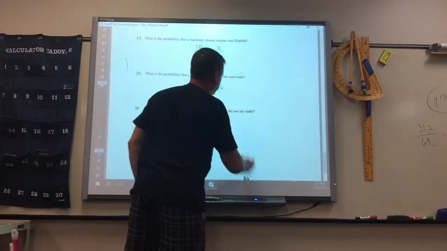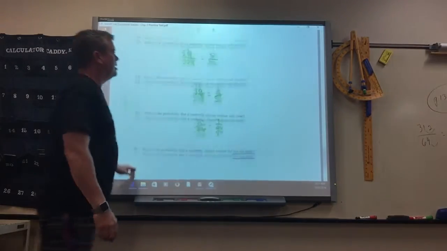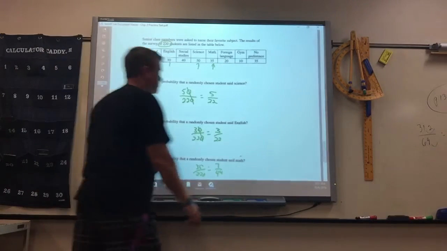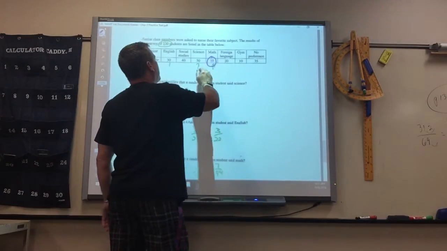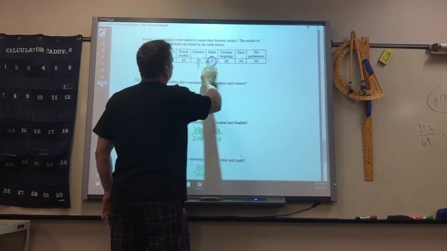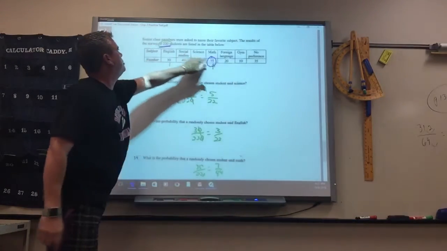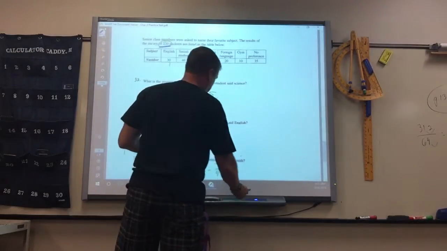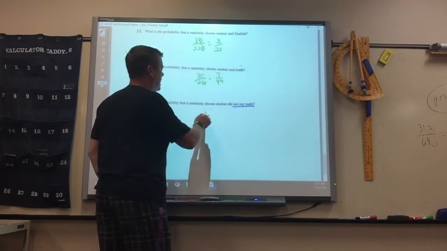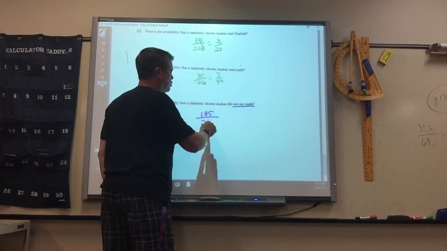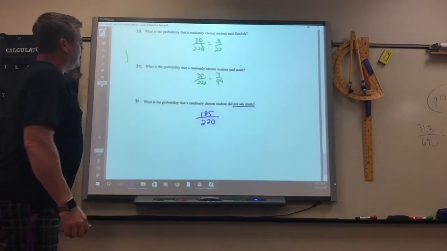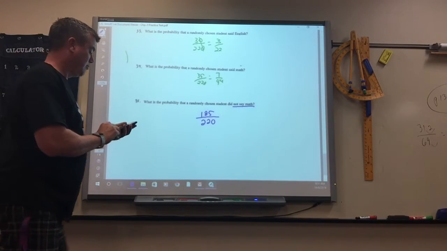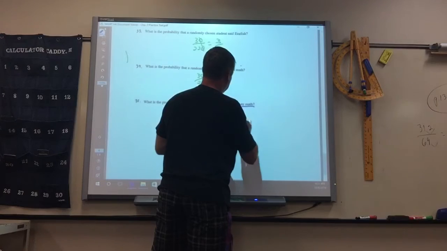Randomly chosen did not say math. So what do you do when they said it's not math? Add them all up inside math. Everything except math. So there's 35 math and there's 220. So you could add all these up, or you could just subtract these two. That'd be 185, right? 220 minus 35, yep. So it would be 185 out of the 220. And again, you don't need to simplify, but you could divide them both by 5. Then you'd get 37/44.